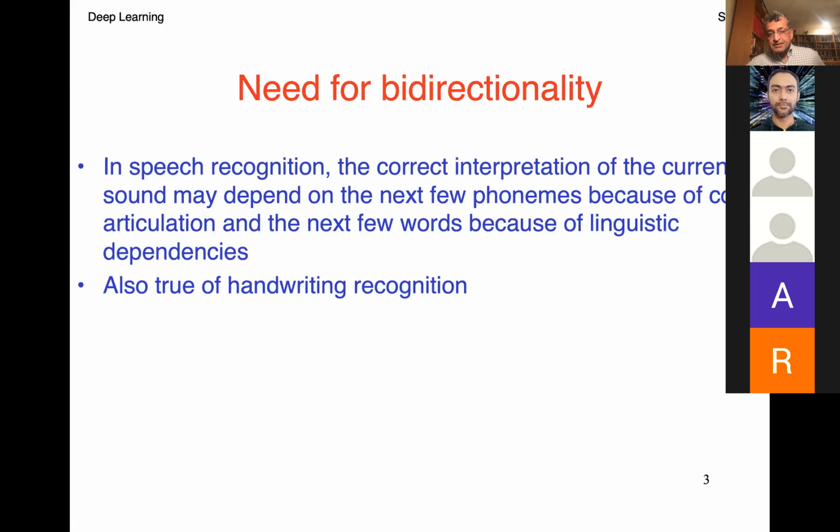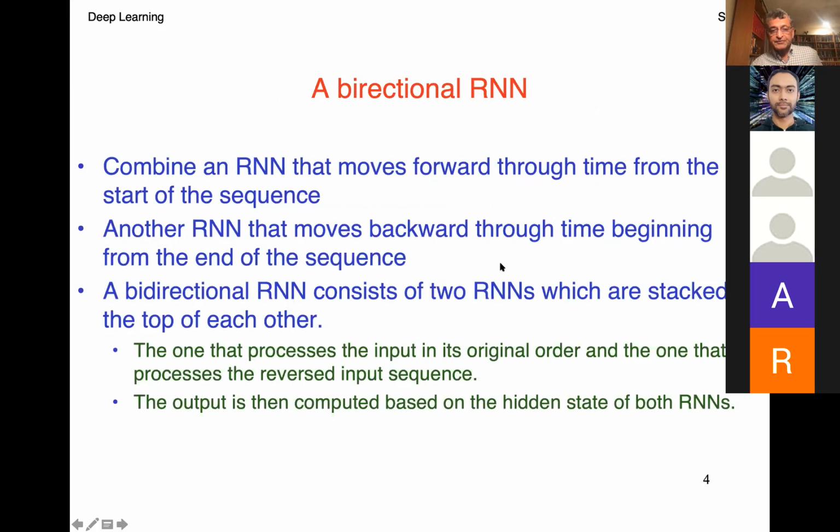So the interpretation of the earlier word depends on the future word. This is also true of handwriting recognition. I'm trying to write something here and it looks like chicken scratch, and later on it becomes very clear what the word is. Or the next word tells you what the previous word is. So backwards is also important, not just forwards.